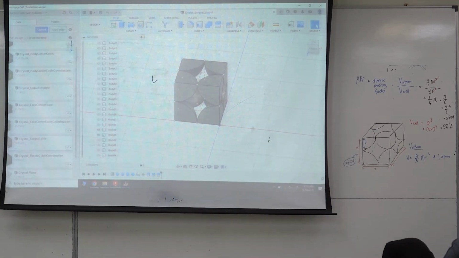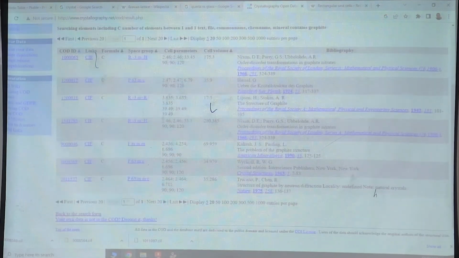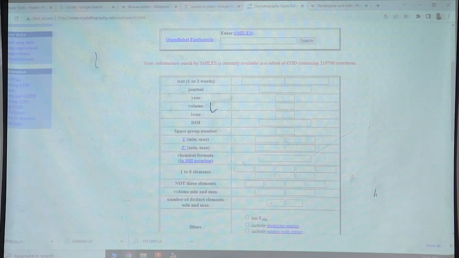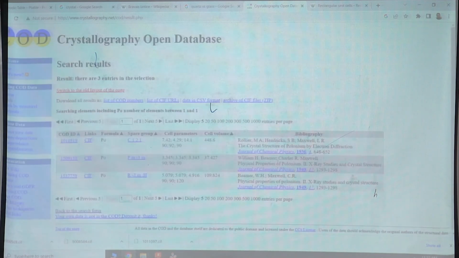If I go to crystal and then to polonium, I search polonium, P, polonium is radioactive, and then I put 1, 1, and send. So it gives you the results. There is only one metal that assumes this unit cell because it's so inefficient. Only 52% is filled.